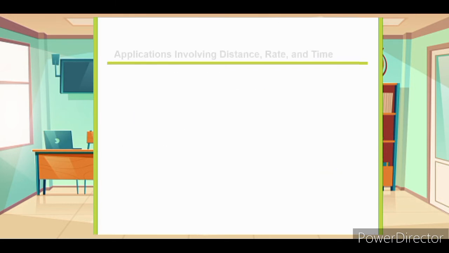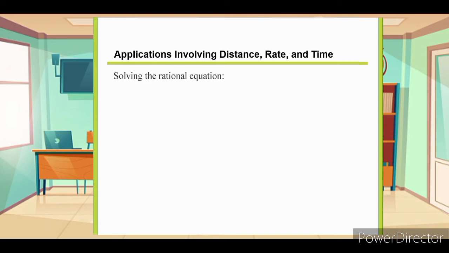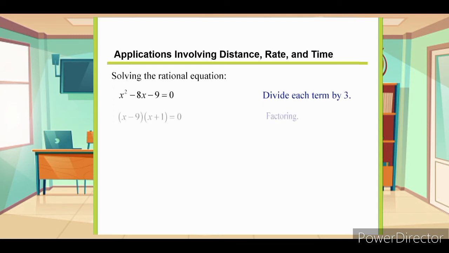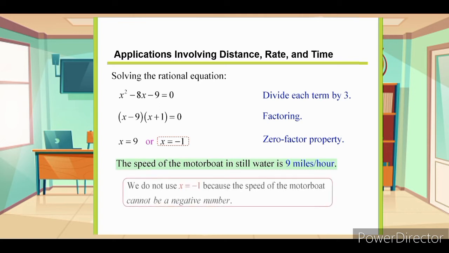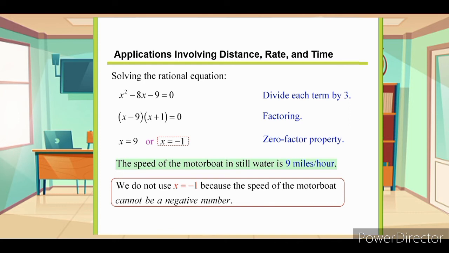Now, let us factor x squared minus 8x minus 9 is equal to 0. The factors are x minus 9 and x plus 1. So, the value of x is 9 or negative 1. And we can now conclude that the speed of the motorboat in still water is 9 miles per hour. Note, we do not use x is equal to negative 1 because the speed of the motorboat cannot be a negative number.